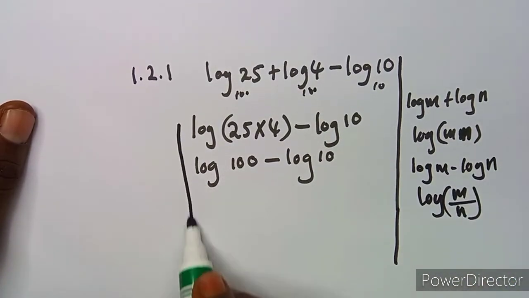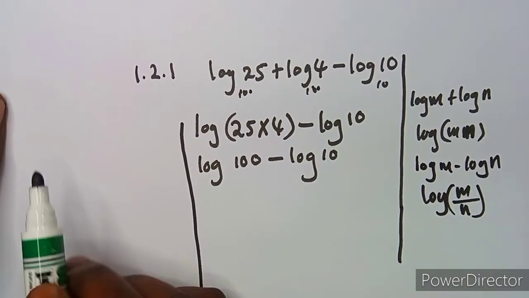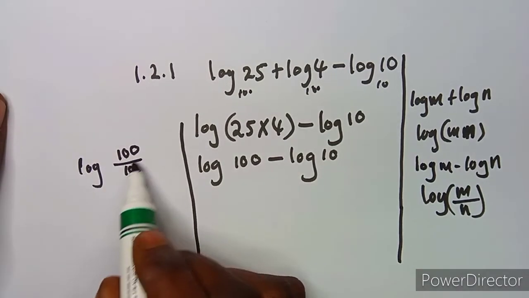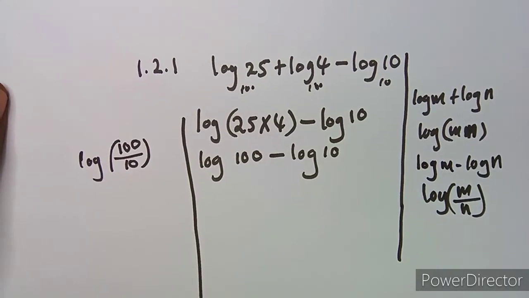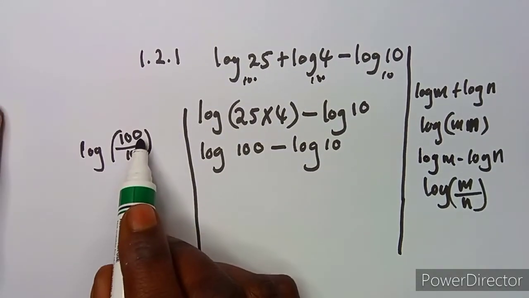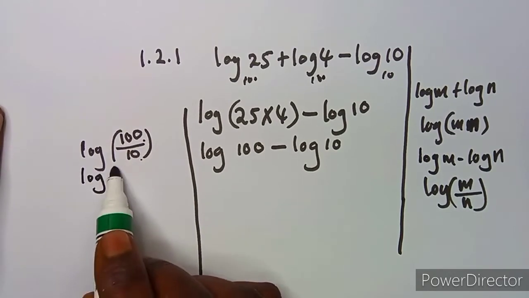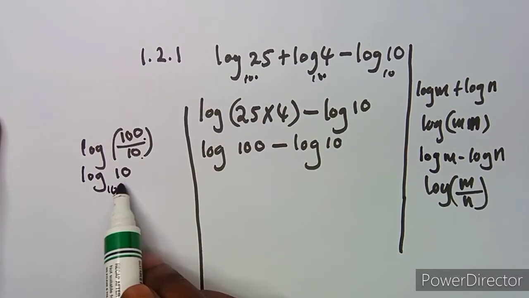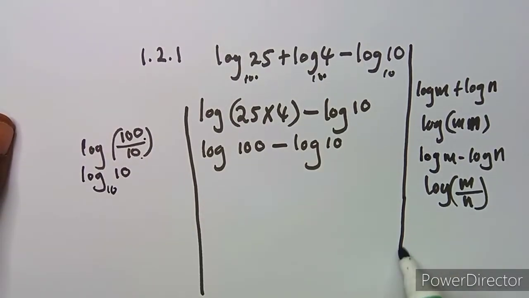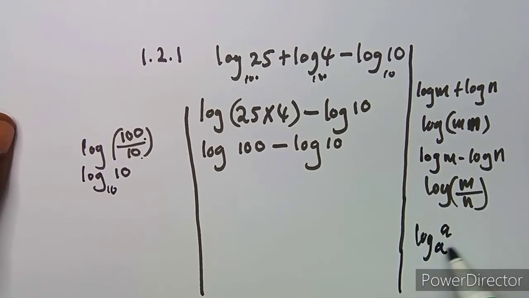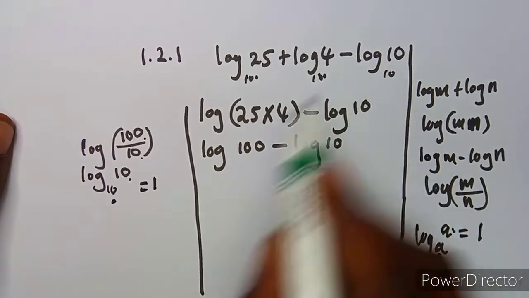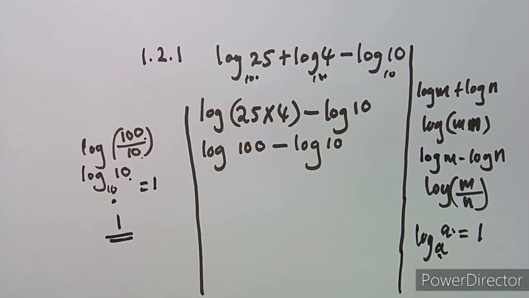Like I said, we've got two options, so let me write them. The first one was to divide. You could have divided the numbers, which is log 100 over 10, provided that these numbers are under one logarithm. 100 divided by 10 gives us 10, so it's going to be log 10. We are in base 10, and we know from our laws that the logarithm of a number in the base of that number gives us 1. If you are given a and a, your answer is going to be 1. So log of 10 in base 10 gives us a 1. That was the first option.